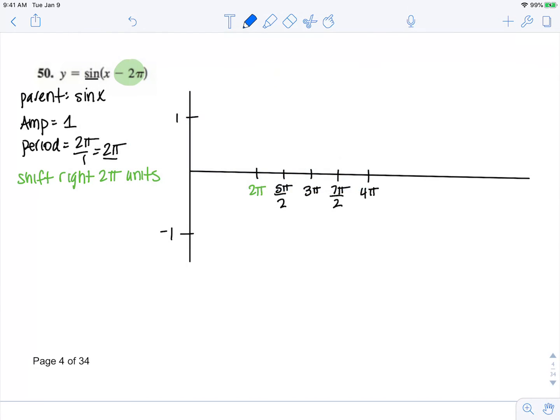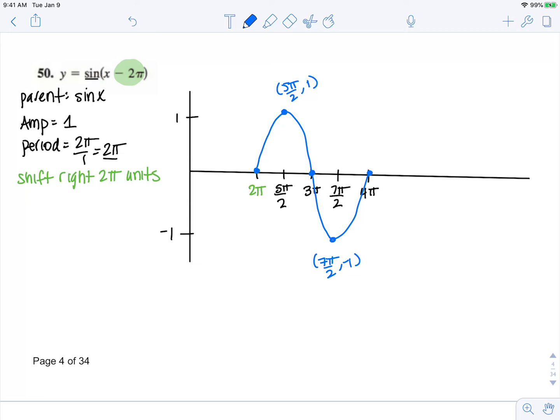Now I can sketch my first period. Now I know from memory that the first point from sine starts at 0. Then it's going to go up to my maximum at 5 pi over 2, 1. It's going to come back down to my 0. It's going to go down to a minimum of 7 pi over 2, -1, and then back up to 0 at the end of the period. So that's 1 full period.